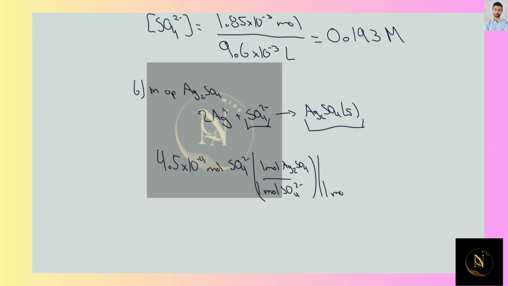And next, we're going to employ the molar mass. So 1 mole of silver sulfate has a molecular weight of 311.8 grams per mole. So our final result will be 0.1403 grams of silver sulfate.